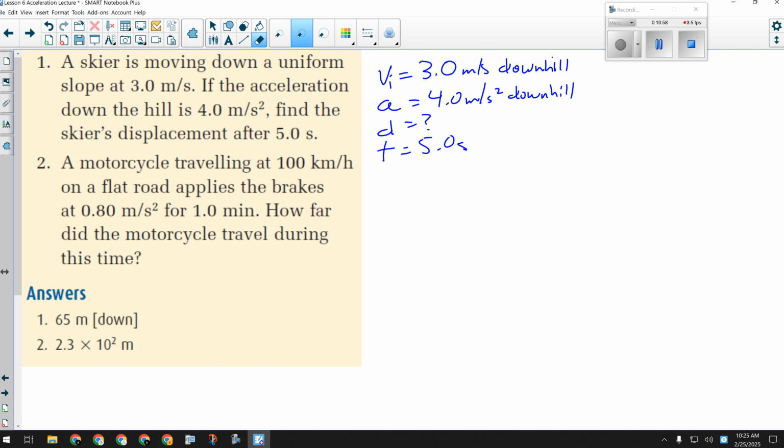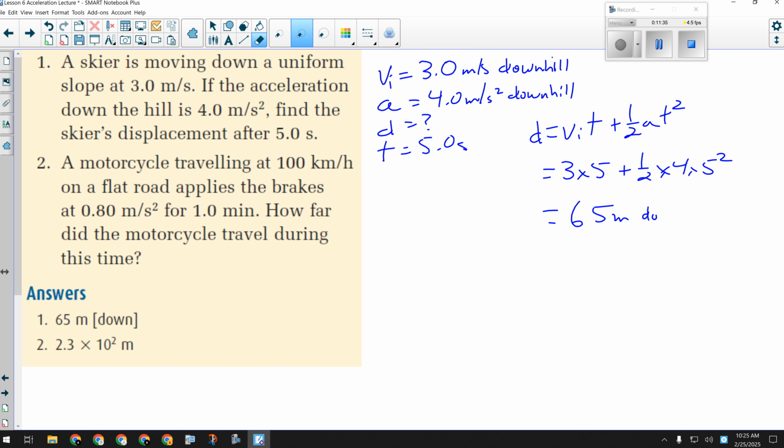This is going to be pretty simple then. I don't even have to manipulate on this one. The formula is already set up for D. So D equals VI, which I have, times time, which I have, plus 1/2 times A, which I have, times T squared. When we punch in our numbers here, we're looking at 3 meters per second times 5 seconds, plus 1/2 times 4 meters per second squared times 5 seconds squared. We punch all that in, we should get that this is going to be displaced 65 meters downhill.